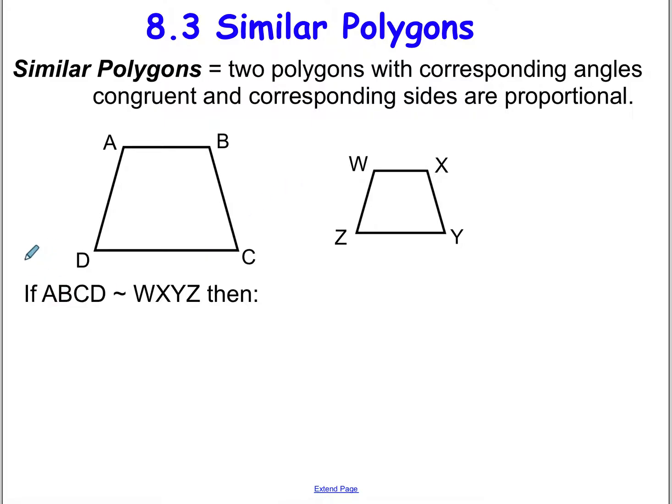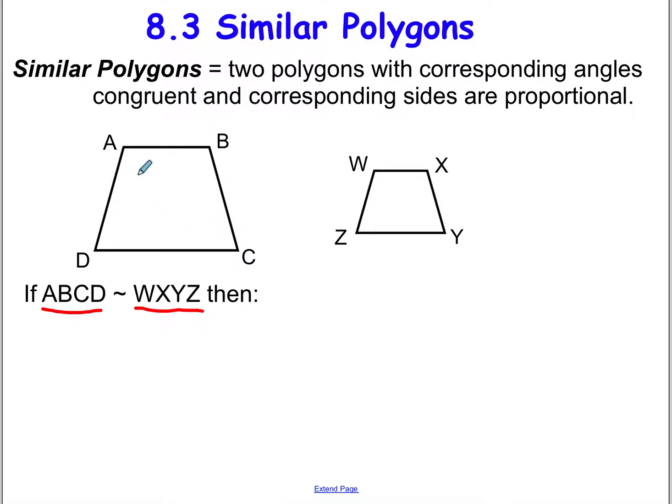So if this is the symbol right here for similarity, this means these two things are similar, and we already know that when we list something like A, B, C, D, that's indicating a quadrilateral. So what this whole thing is saying is that the quadrilateral ABCD is similar to the quadrilateral WXYZ. So if ABCD is similar to WXYZ, then because they're two similar polygons, we know that all of these things are true, and we're about to list them, okay?